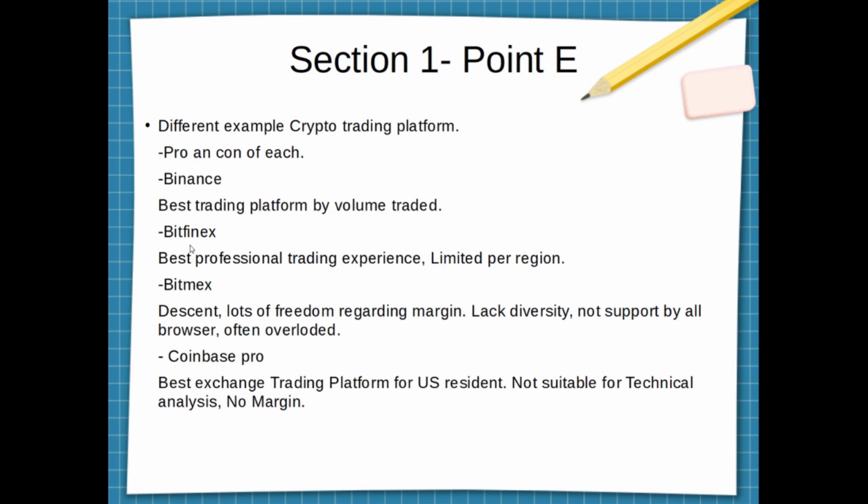Bitfinex is a very controversial trading platform, but sincerely, when it comes to experience, they are the best. They are the best in terms of offering a trading experience. Bitfinex is well known and very complete. The only problem is that there is a lack of diversity, and it is not supported by all browsers, I just heard that. And then you have Coinbase Pro. This is my main trading platform personally, just because if you're in the United States, you are limited. I think there are a lot of limitations.